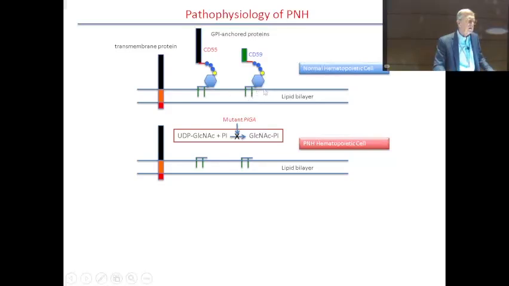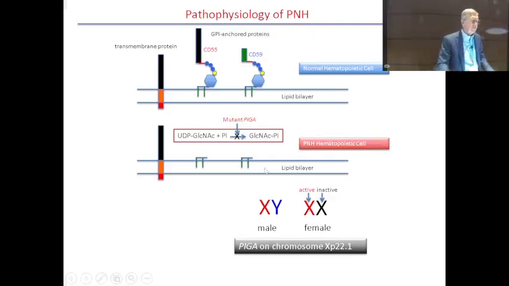glycosyl phosphatidylinositol moiety. So in PNH, there's a mutation in this gene, PIGA. Again, this is the very first step in the biosynthesis of the GPI anchor. So as a result of that, all of the proteins that would ordinarily be linked to the cell via this mechanism are missing in PNH. And then we can illustrate the genetics of this.